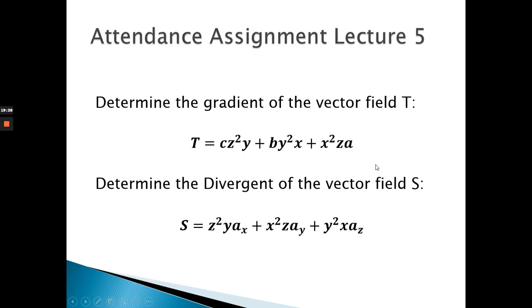Now this is your attendance assignment for lecture 5. So determine the gradient for this. Okay, you need to determine your gradient for this, and you need to determine your divergence for this. I didn't give you any curl. I will open a portal today, and by tomorrow you need to submit your attendance. Okay. So I hope that you understand everything.